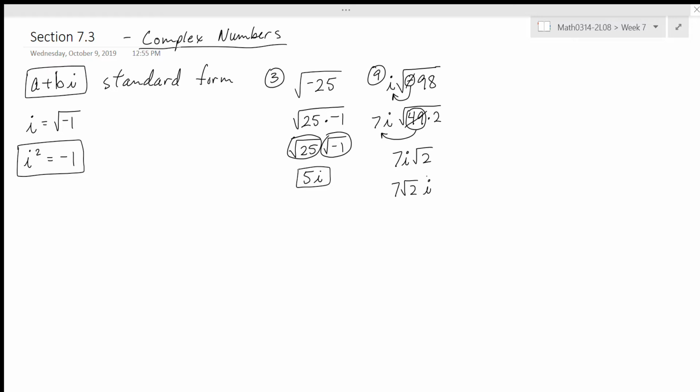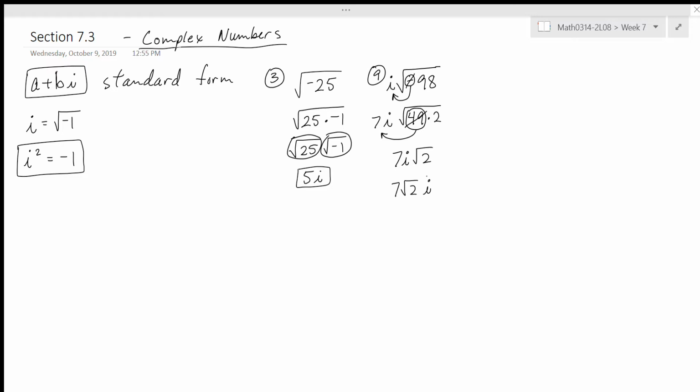2 times 3, 3 times 2, same answer, right? Okay, but I can tell you that this last answer is better because it's closer to being in standard form. Notice in standard form, i is the last thing you write. And so this is closer to standard form. But there is a downside to doing it this way.